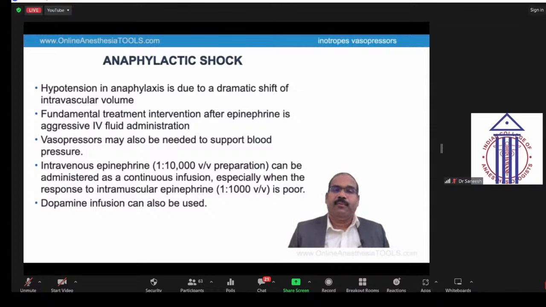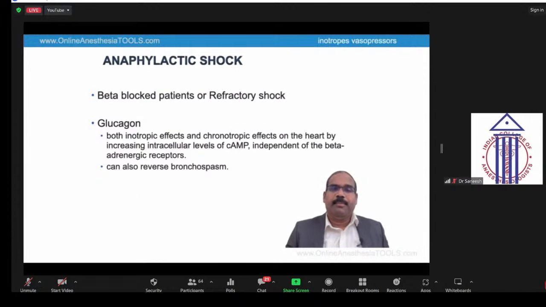IV epinephrine, 1 in 10,000 solution, can be administered as a continuous infusion, especially when the response to intramuscular epinephrine is poor. Intramuscular epinephrine is usually the first route of administration of choice. And of course, you can take the help of dopamine infusion in such scenarios after initiating or getting a maximal effect of epinephrine. Beta-blocked patients or refractory shock present special challenges.